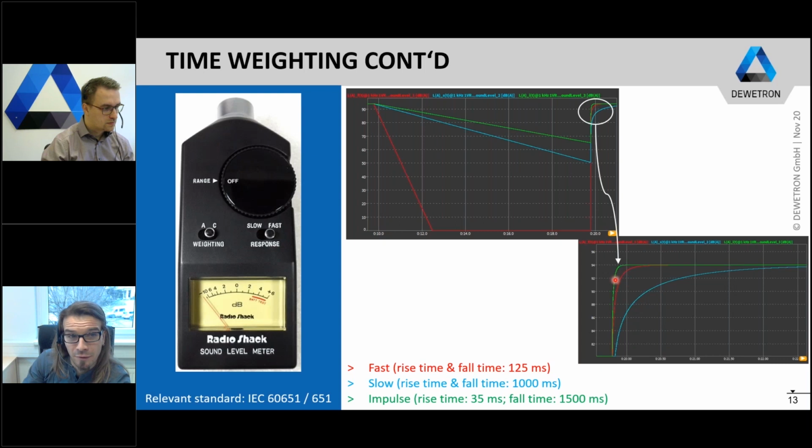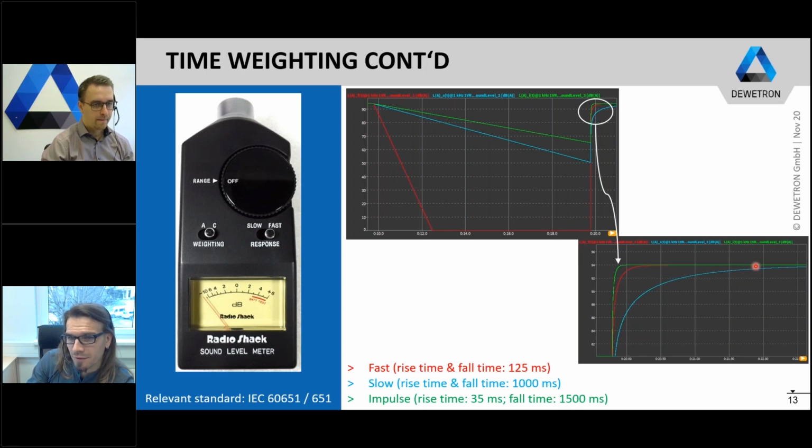So the green one is the fast again. It is there very quickly on the real level. The fast weighted signal needs a bit more time, and the slow weighted signal needs a couple of seconds until the true value can be read off here.